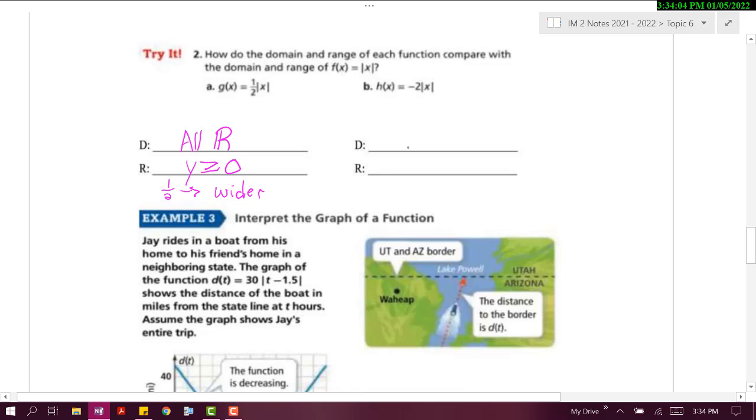The second one, we kind of already did this one, but still all real numbers for our domain. Our range changes because of the negative, not because of the 2. It's because of the negative. So y would be less than or equal to 0, because it flips everything. And it would be 2 times narrower.